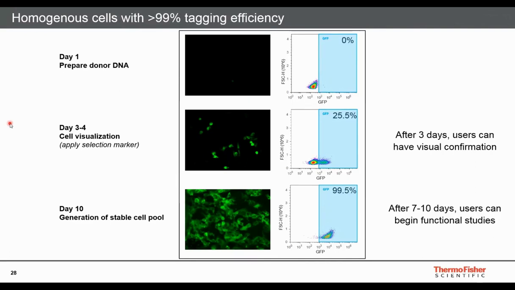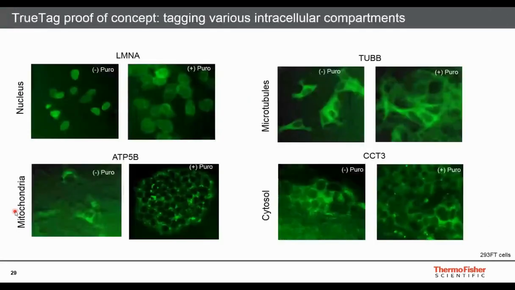molecules in the cells, and therefore we see GFP positive cells, and about 25% of these cells are GFP positive at this point. We start to apply our selective marker here, and we're therefore killing off cells that don't have that puromycin resistance cassette. And at day 10, we now have a stable cell pool that's greater than 99% GFP positive cells. So we're able to create a very pure cell population that are all knock-in positive.